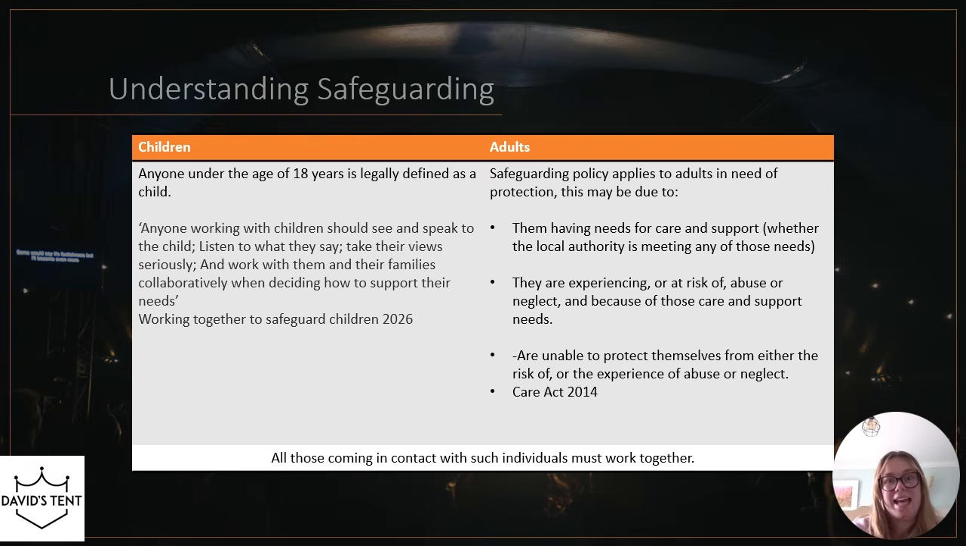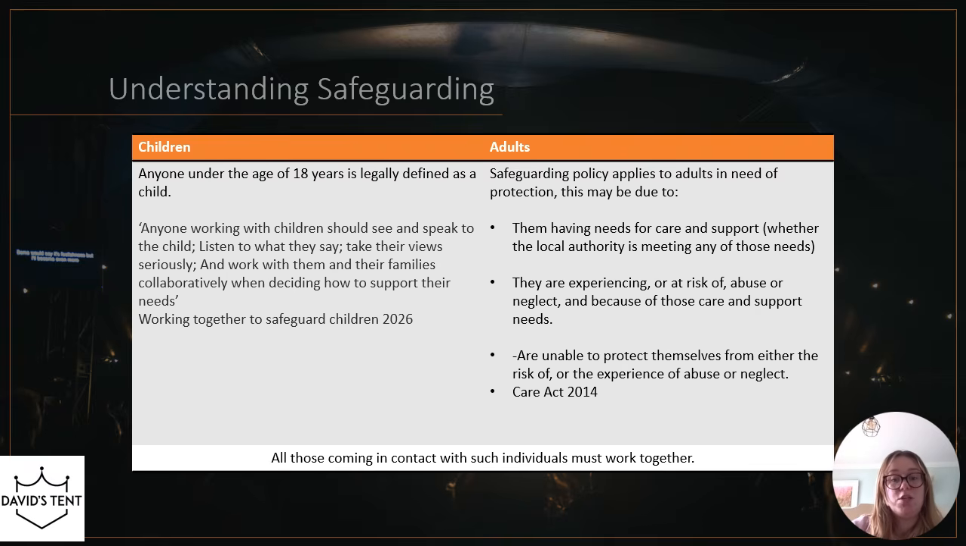The Children and Families Act, Keeping Children Safe in Education, Working Together to Safeguard Children, Human Rights, Data Protection, Sexual Offences Act. It goes on and on and on, and there's a lot of legislation. But the important bits I've hopefully highlighted on the slide for you. So for the sake of safeguarding, someone that we refer to as a child is anybody under the age of 18 years, and that's what's legally defined as a child.